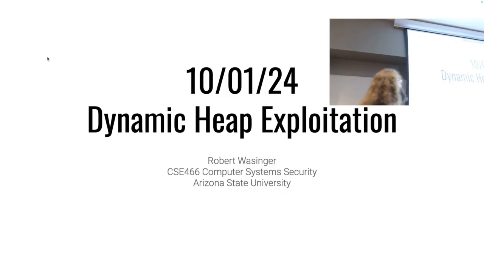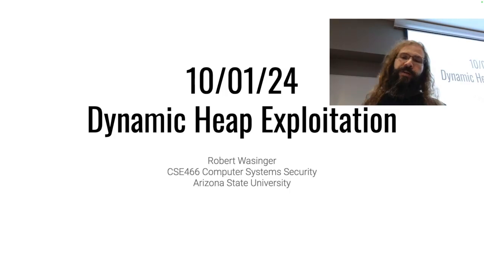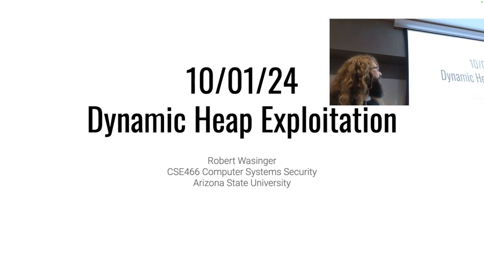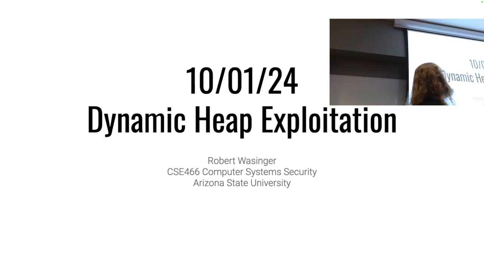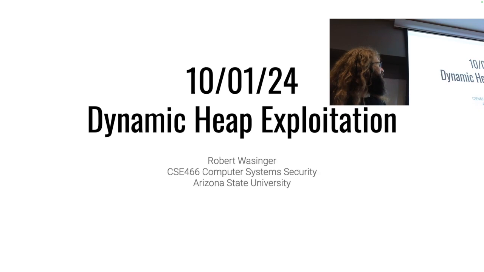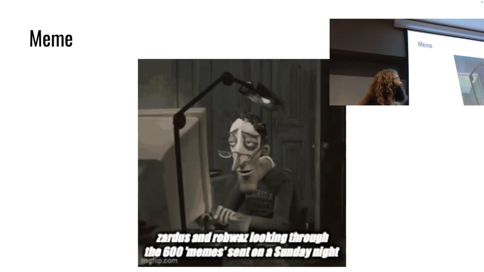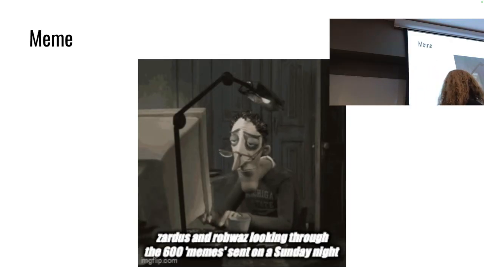Okay, I'm pretty sure today is October 1st, 2024. In CSE466, we are done with ROP. We're now talking about dynamic, I think it's entitled dynamic allocator exploitation or misuse. So I managed to mess up 2 of the 3 words, but we're going to the same place. It's heap exploitation. It's one of 2 heap modules.